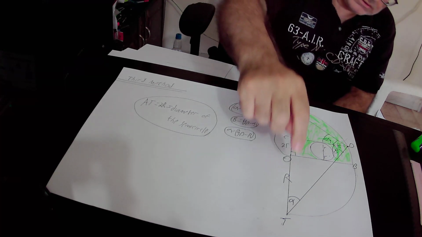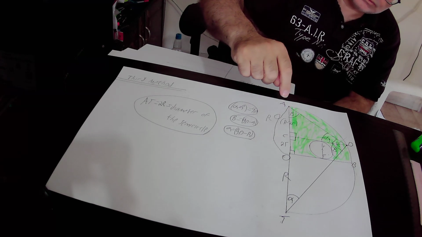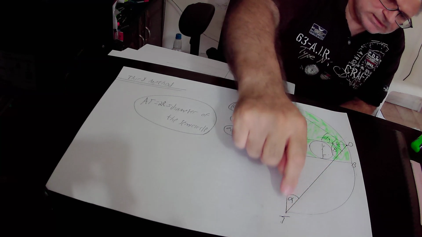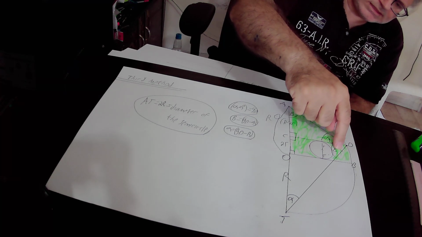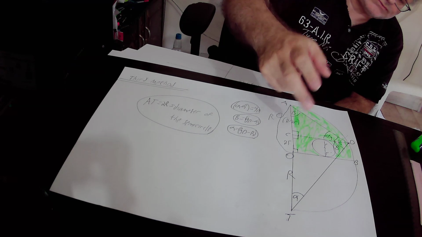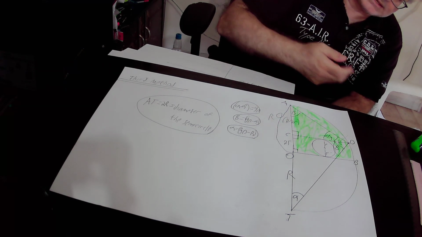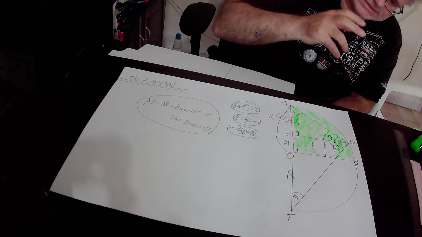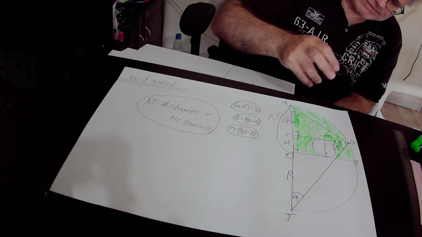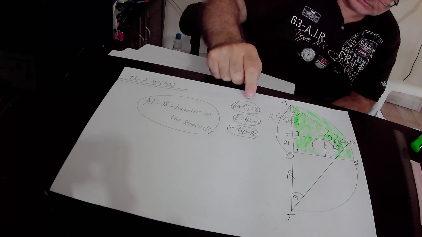Then we define this angle as alpha, this angle as beta, and we focus on the right triangle, triangle ADT. In the right triangle ADT, this angle equals 90 degrees. Therefore, the sum of the other two angles in this triangle must also equal 90 degrees, because 90 degrees plus 90 degrees is 180 degrees, the sum of the angles in any triangle. Therefore, alpha plus beta must be equal to 90 degrees.